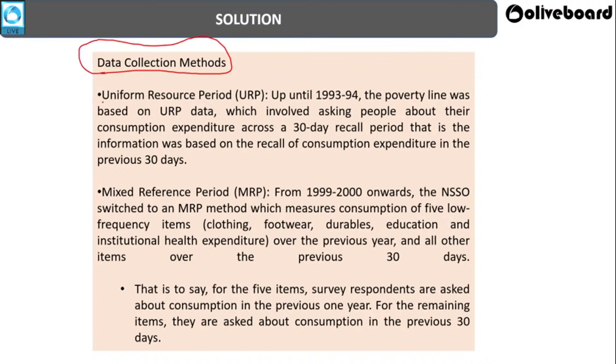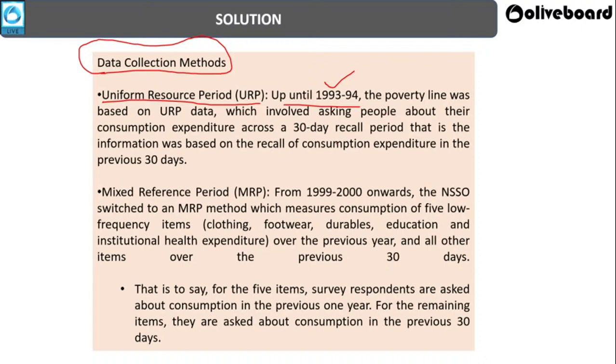So what is the uniform resource period? This was a data collection method that was followed up until 1993 to 1994. After that, we left this and moved towards the mixed reference period. So what is uniform resource? The poverty line was based on this data, which involved asking people about their consumption expenditure across a 30-day recall period, right?